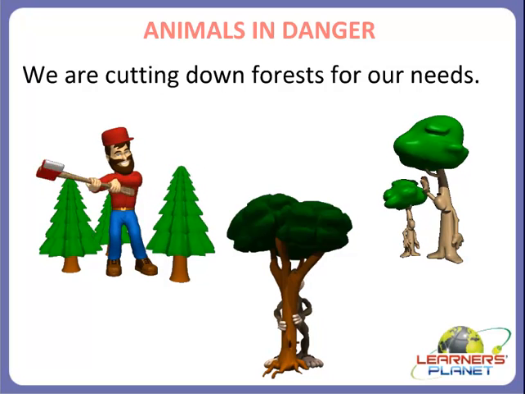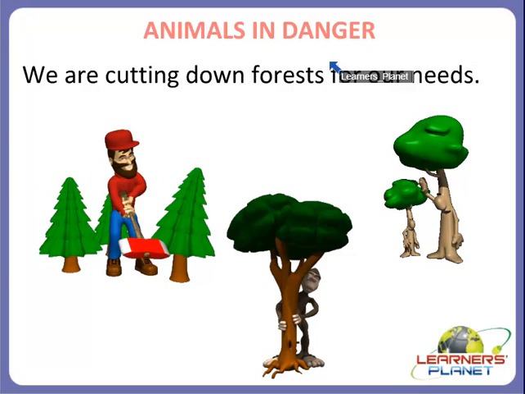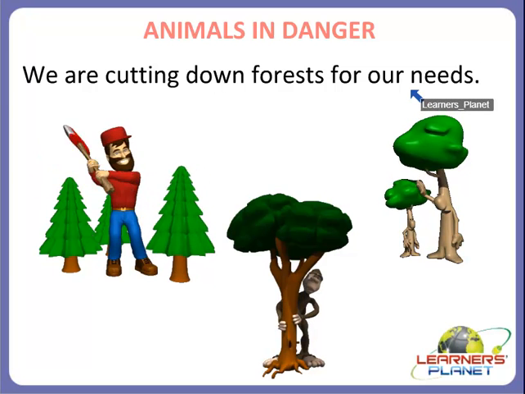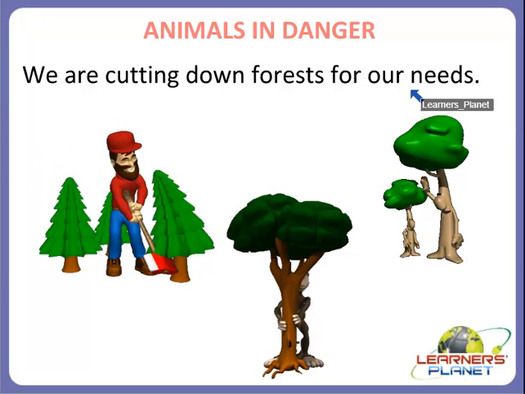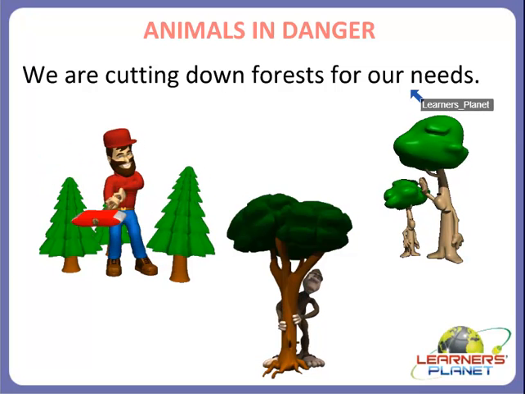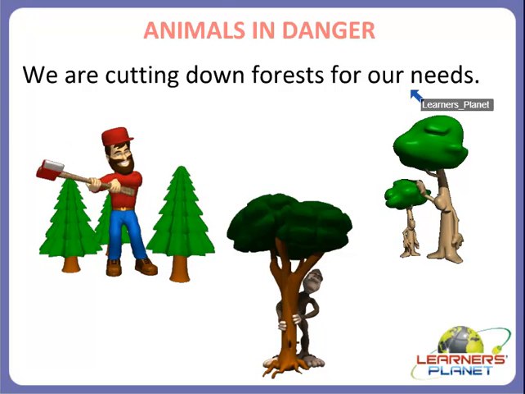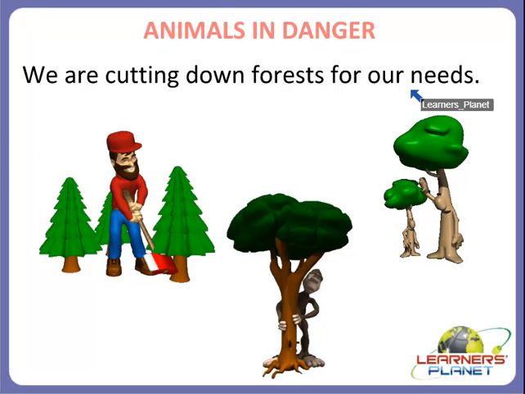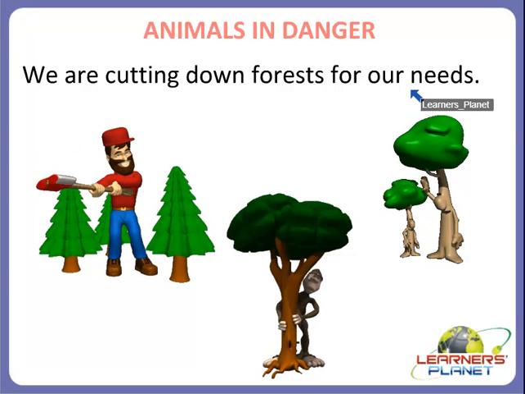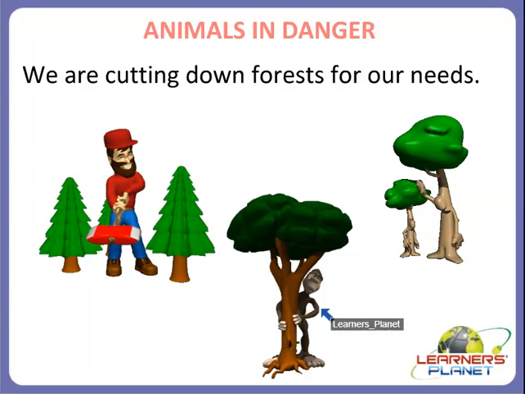Children, now we will study about the animals in danger. Children, you must be knowing that we are cutting down the forests for our needs, right? Despite a lot of adaptations, lives of several animals are in danger. Why? Because of the activities of man. What kind of activities of man? Yes, because of the cutting down of forests for our own needs. And by doing so, we are taking away the homes and the food of such animals.